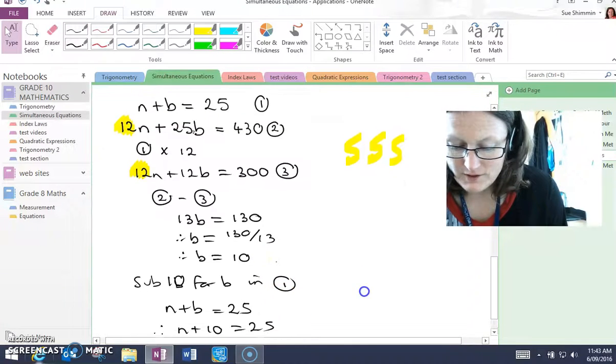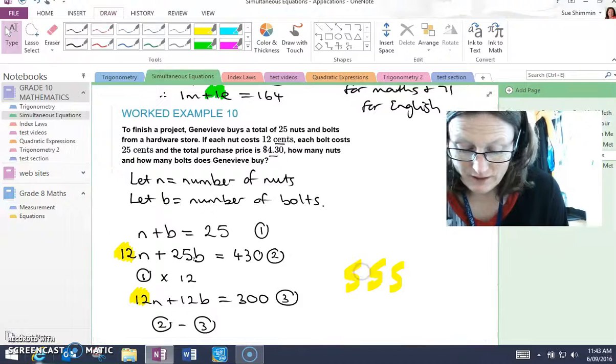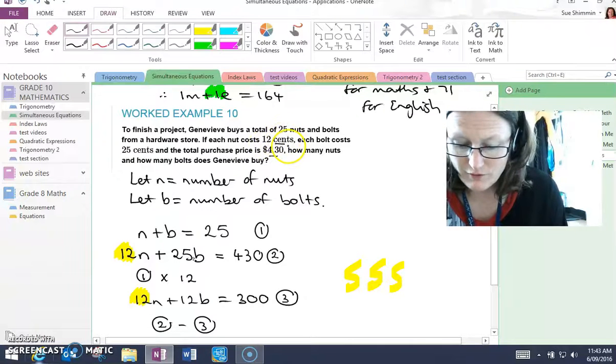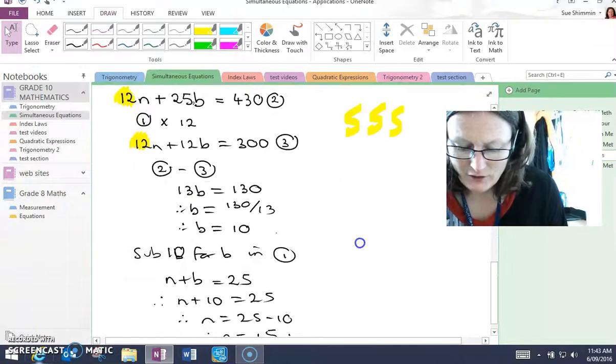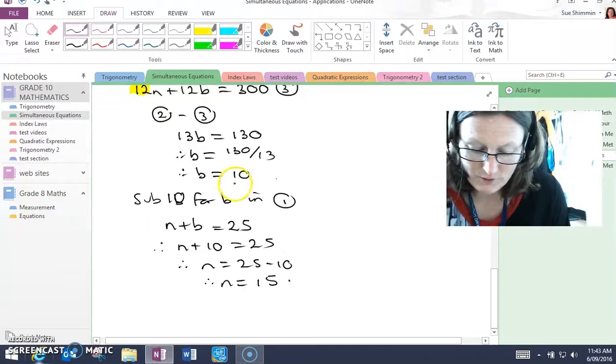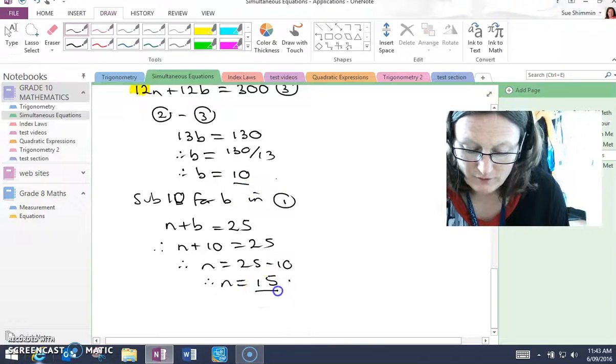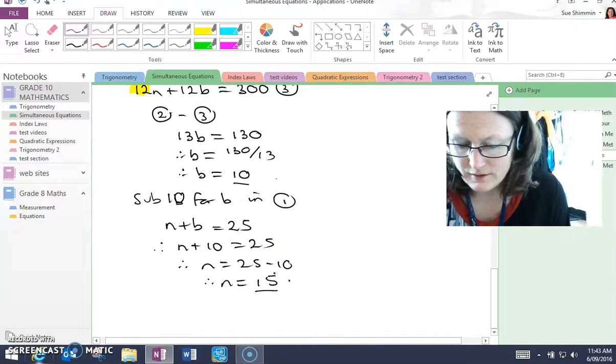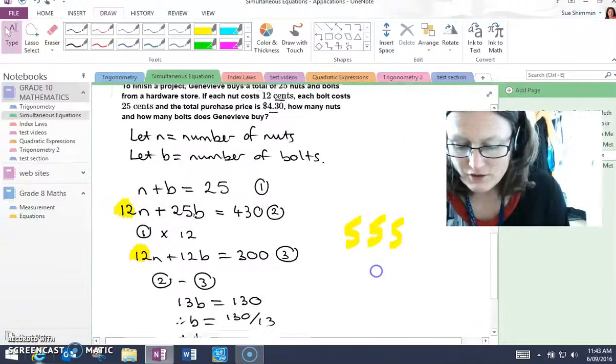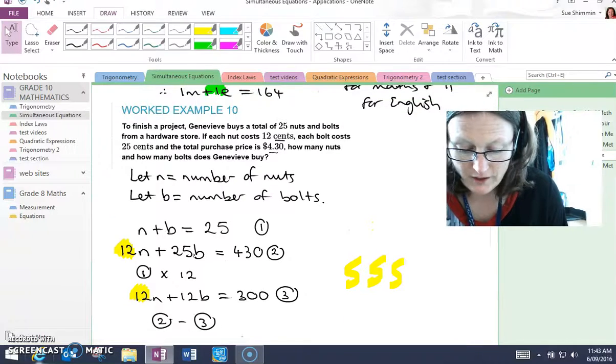Let's just use our common sense for a sec. We were told in total she bought 25 things. Immediately I reckon I am on the right track because look, she bought 10 of those, 15 of those, that's 25 things. So a little common sense check tells me, yep, I'm on the right track.